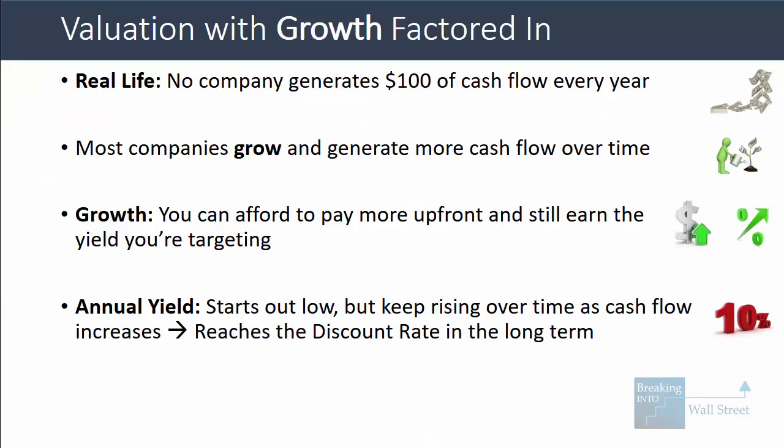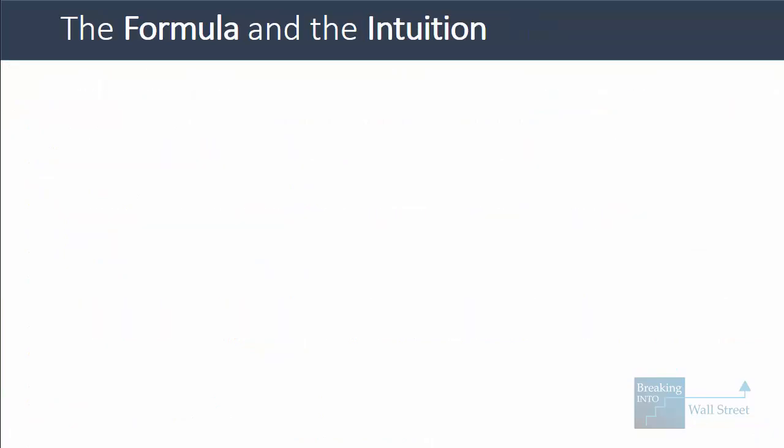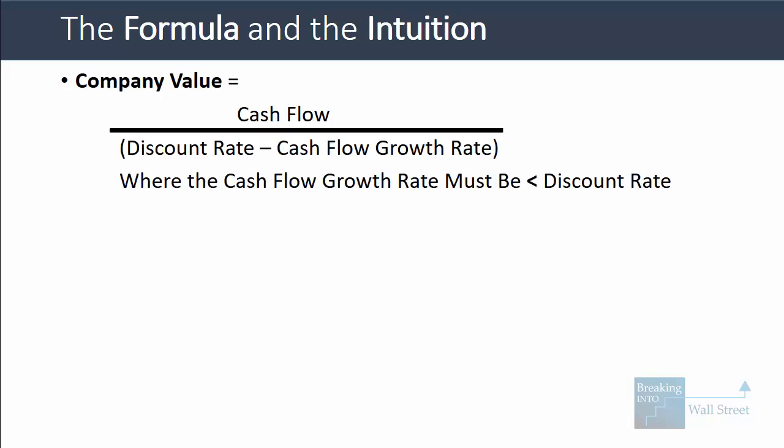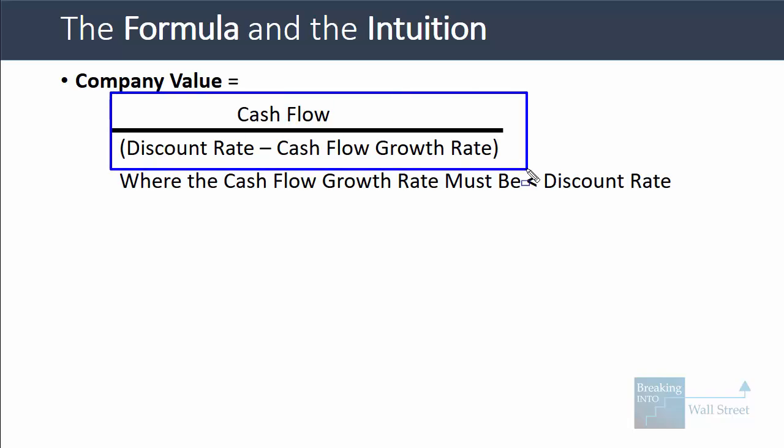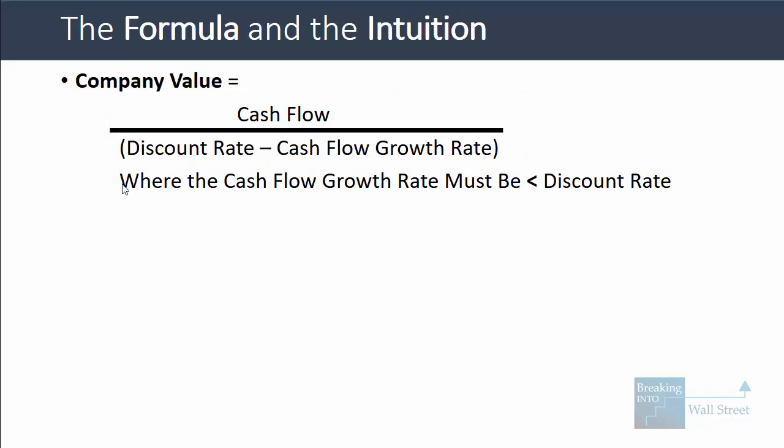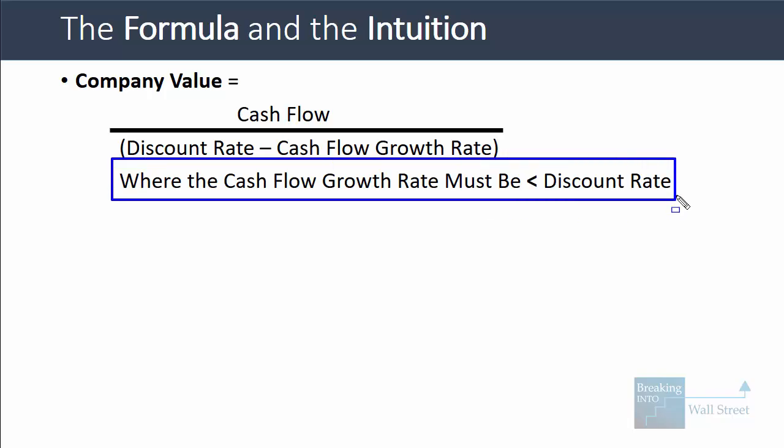This leads us into our next topic, which is the most important formula in finance and the intuition behind it. Now, this formula is exactly the same as what I just showed you. Cash flow divided by discount rate minus cash flow growth rate. But there's one important addition, which is that the cash flow growth rate must be less than the discount rate. This formula doesn't make any sense if you let the cash flow growth rate go above the discount rate.